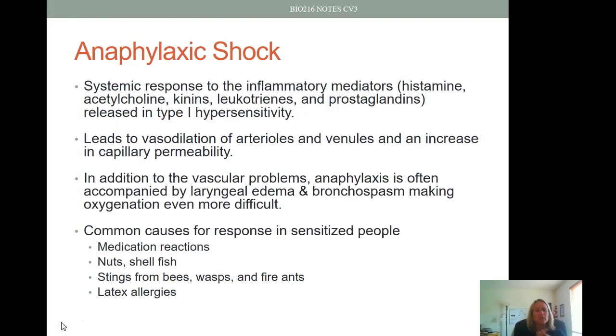Anaphylactic shock we talked about earlier, but this is the systemic response due to inflammatory mediators such as histamine, acetylcholine, leukotrienes. And these are released in a type 1 hypersensitivity reaction.